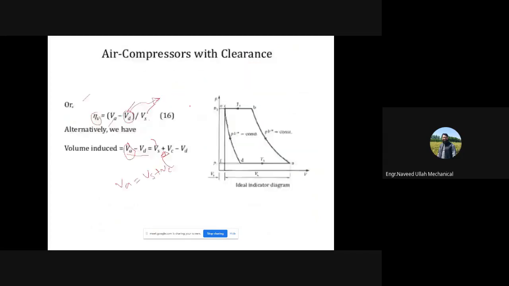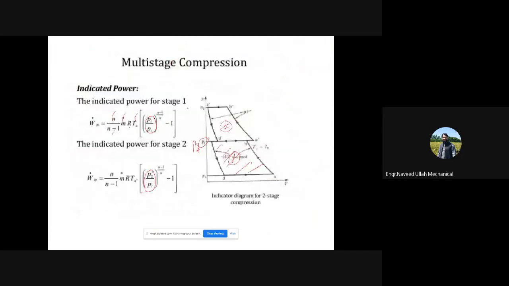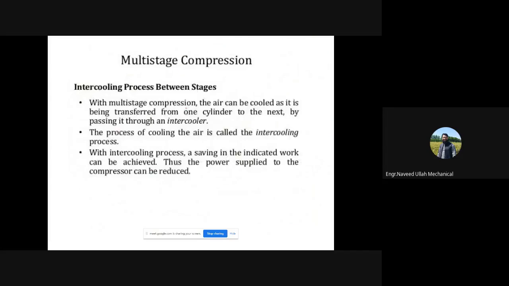So this is, but you know they have actually divided this into two stages, right. ये बात भी समझ आ गई. ये भी आपको ये वही चीज़ है. अच्छा, intercooling process between stages with multi-stage compression, the air can be cooled as it is being transferred from one cylinder to the next by passing through intercooler, dedicated intercooler. The process of cooling the air is called intercooling process, and with intercooling process a saving in indicated work.